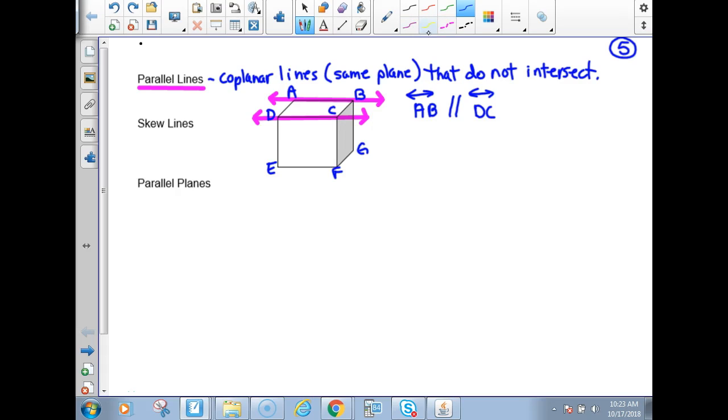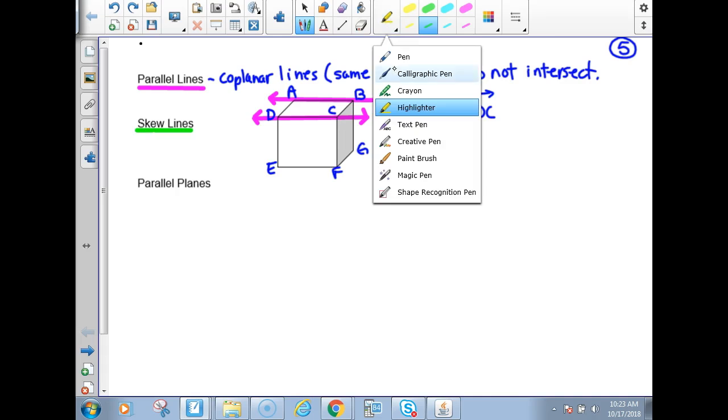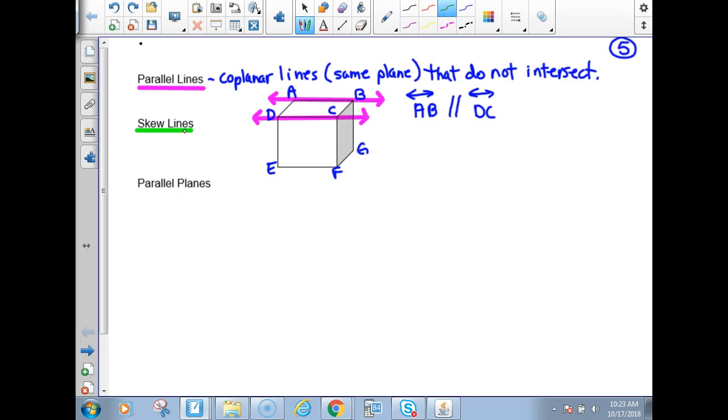All right, now let's talk about what skew lines are. Skew lines I'm going to do in a different color. Green. Skew lines are non-coplanar lines, okay, so that means not in the same plane, that do not intersect.